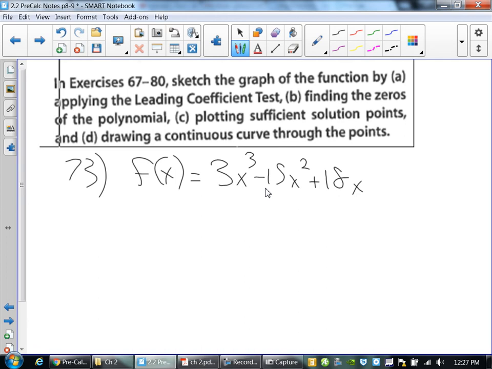What that means is, what are the tails doing? Where is it going through the zeros when you factor it out? But what we're going to do is find the actual peaks and valleys between those points where it's changing direction. And it's pretty easy to do. So if my function is f of x equals 3x cubed minus 15x squared plus 18x.